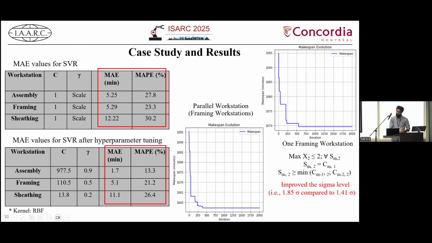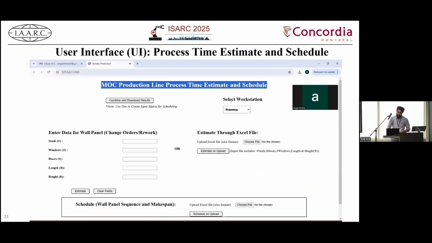Based on that, the current sigma level that's sharing 1.41 is improved to 1.85 sigma level. And in addition to that.